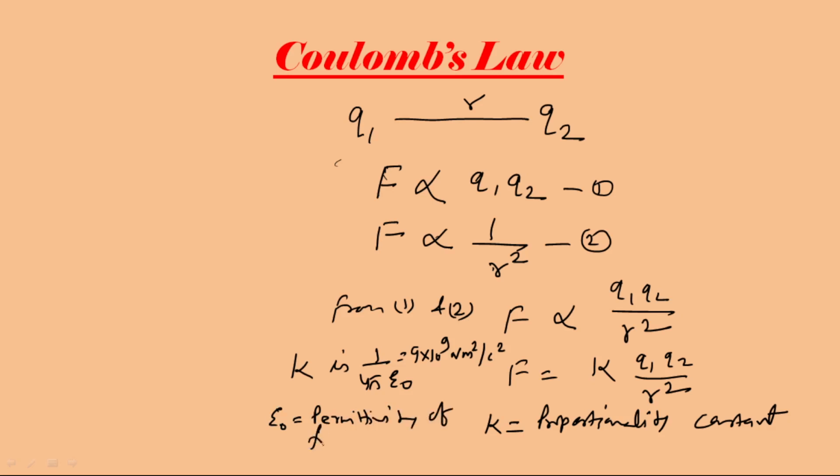Permittivity of free space, and its value is 8.854 into 10 to the power of minus 12 Coulomb square per Newton meter square.